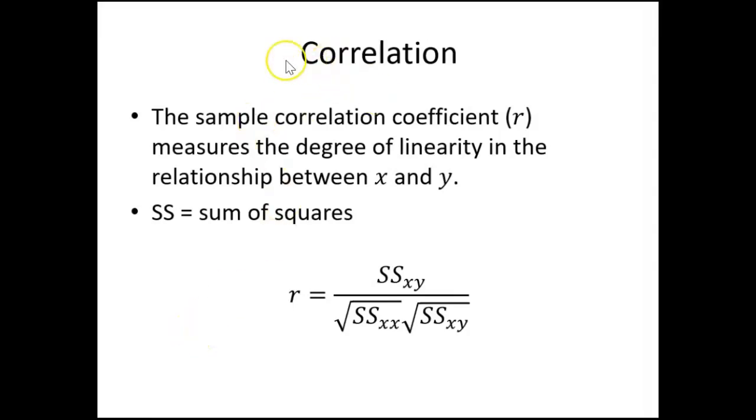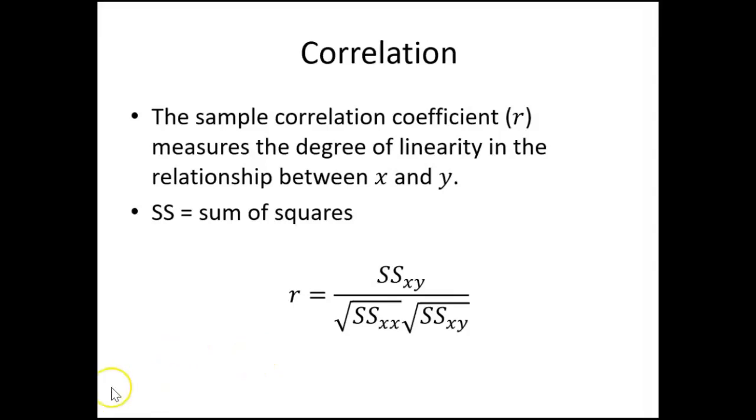The correlation coefficient was based on the covariance statistic. And if you recall, the covariance statistic was difficult to interpret because the magnitude of the covariance depended on the unit of measurement for the two variables. So the correlation coefficient, this adjustment, allows the correlation to range between -1 and 1.